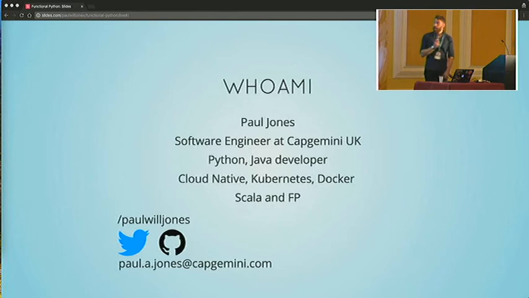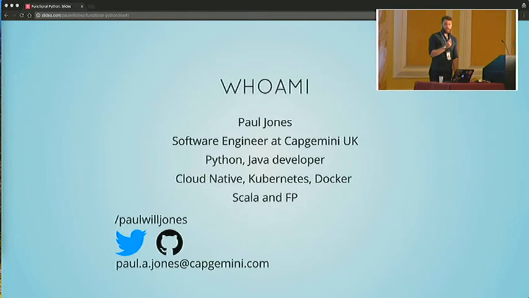So who am I? Paul Jones. I'm a software engineer for Capgemini UK, based in Bristol and working in London at the moment. I'm a Python and Java developer, doing more of a DevOps role at the moment, deploying cloud-native applications to AWS using Kubernetes and Docker. My first experience of functional programming was via Scala, and that led me into thinking, well, how can we implement this in Python?